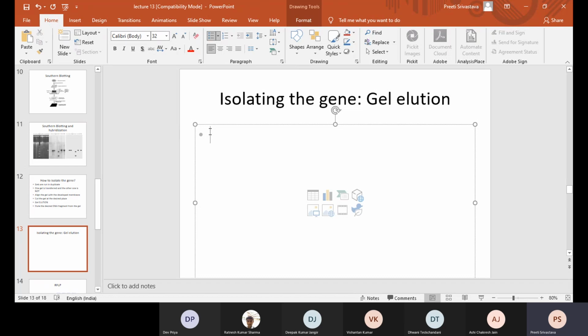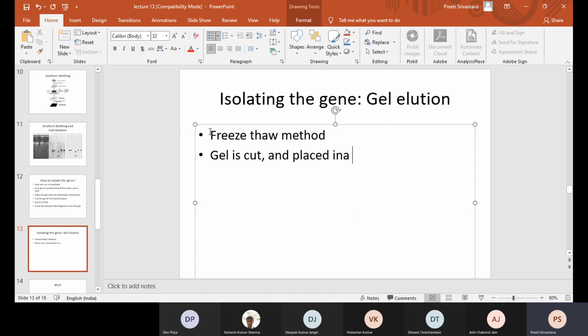The first method of elution is called the freeze-thaw method. In the freeze-thaw method, the gel is cut and placed in a tube and frozen at minus 20 Celsius.